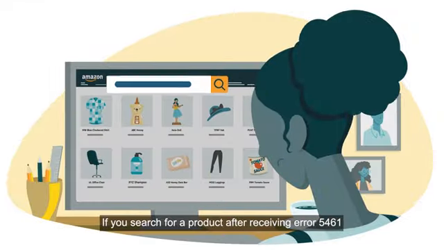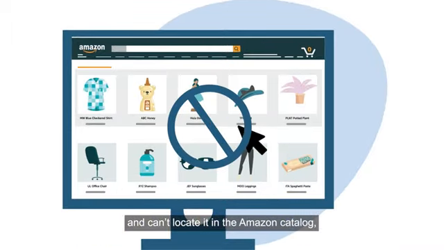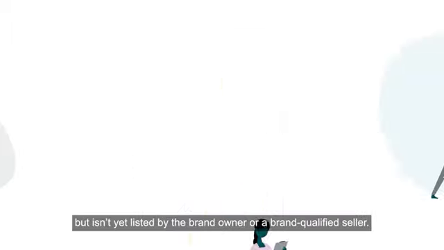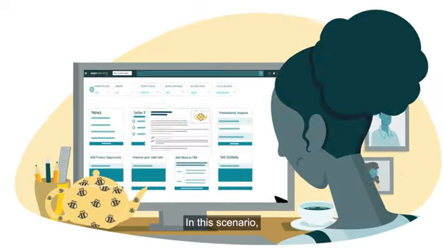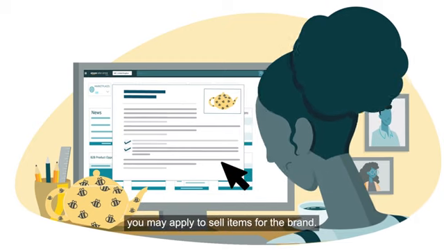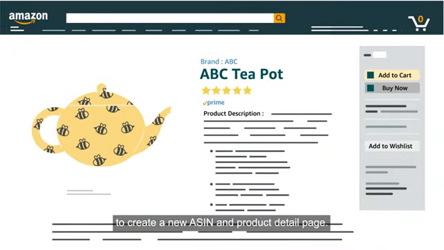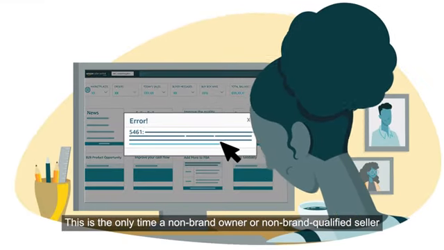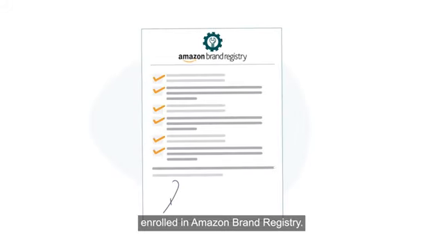If you search for a product after receiving Error 5461 and can't locate it in the Amazon catalog, that could mean that it belongs to a brand enrolled in Amazon Brand Registry, but isn't yet listed by the brand owner or a brand qualified seller. In this scenario, you may apply to sell items for the brand. As part of your application, you'll provide product information and images to create a new ASIN and product detail page. This is the only time a non-brand owner or non-brand qualified seller can apply to create a new listing for a brand enrolled in Amazon Brand Registry.